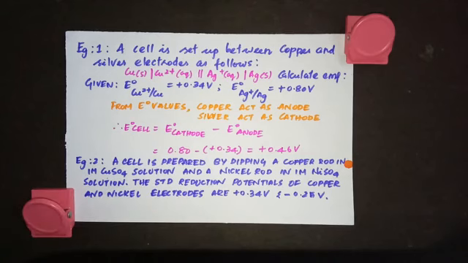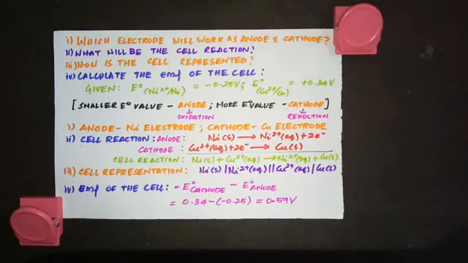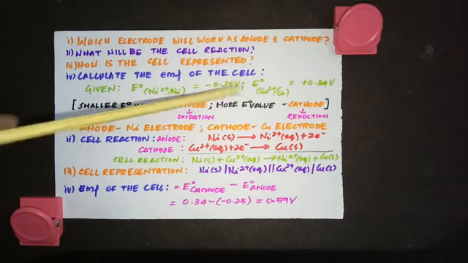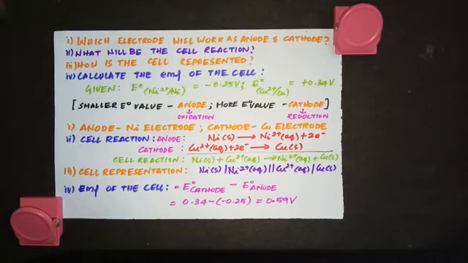So now the question is, which electrode will work as anode and cathode? What will be the cell reaction? How is the cell represented? Calculate the EMF of the cell. So they have given you the cell representation, the picture of how the cell is prepared, and they have given you the standard reduction potentials. And now they are asking you these 4 questions. So what is given? E naught of Ni2 plus Ni, which means the standard reduction potential of nickel is given, and the standard reduction potential of copper is also given in the question. Now let's try to answer one by one.